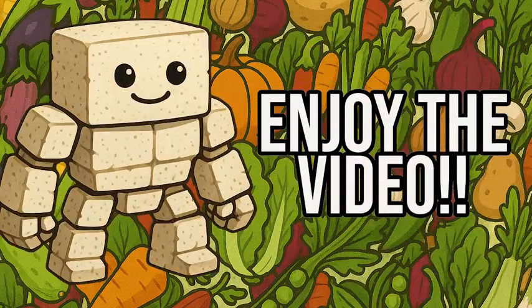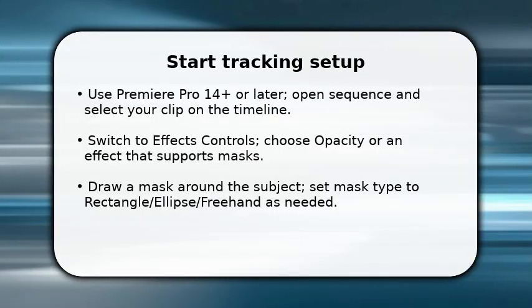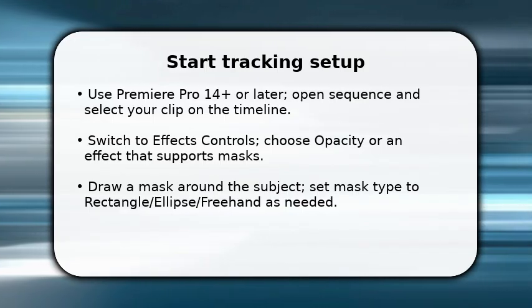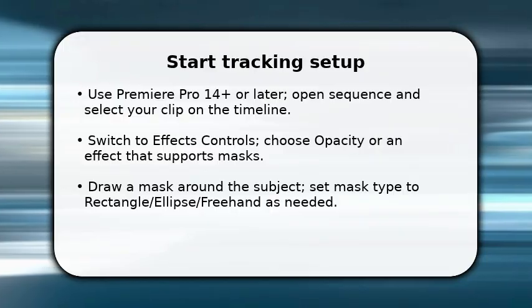Please enjoy the video. You begin by prepping the clip. Load the sequence, select the clip, and open Effects Controls so you can track. Once done, choose opacity or any effect that supports masking and draw a tight mask around the subject. Use rectangle, ellipse, or freehand depending on shape. Make sure the mask, feather, and expansion are roughly where you want them. This helps tracking lock on edges.